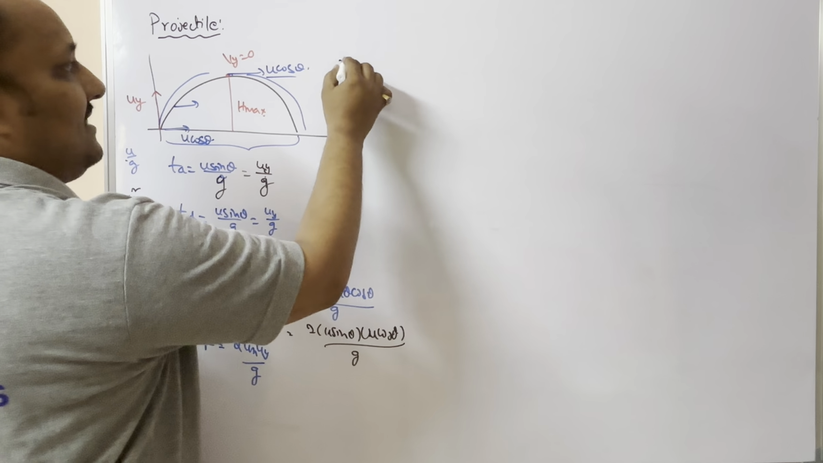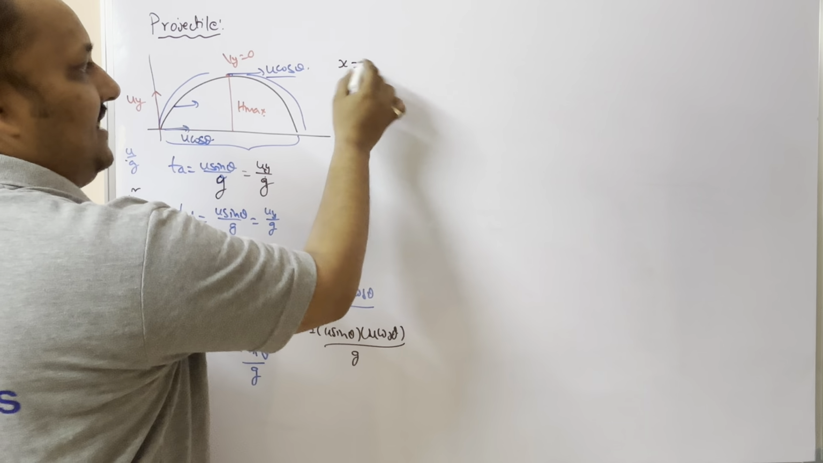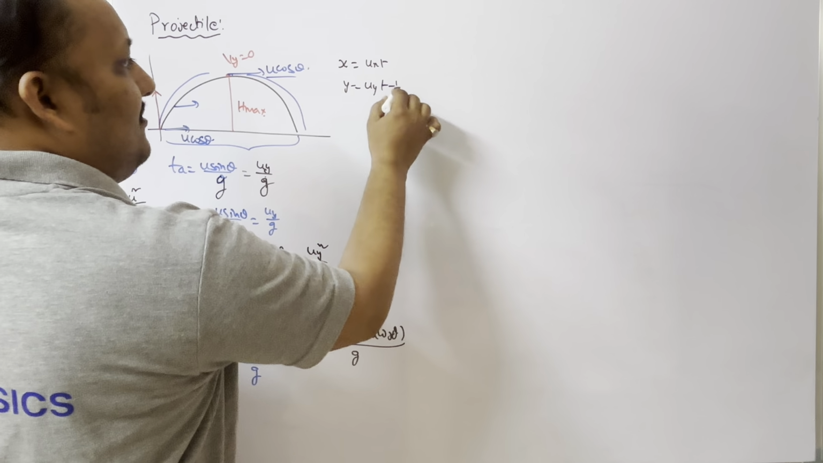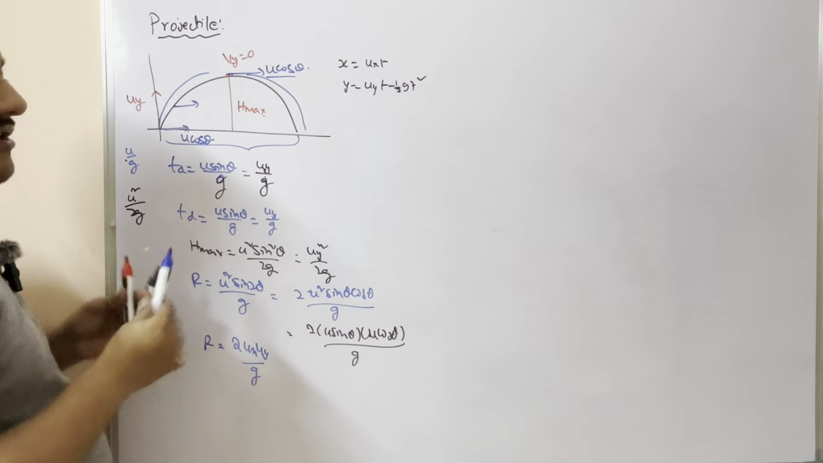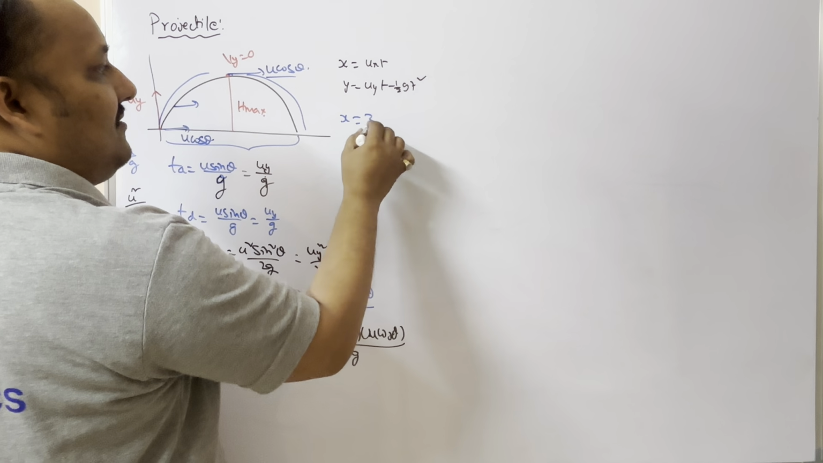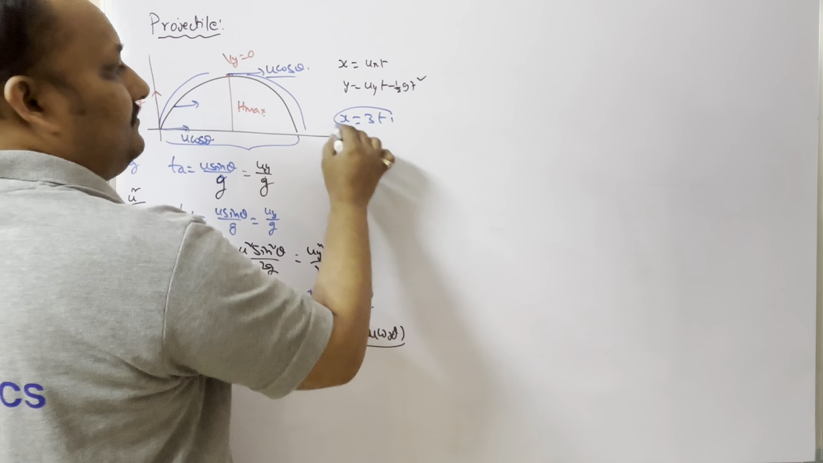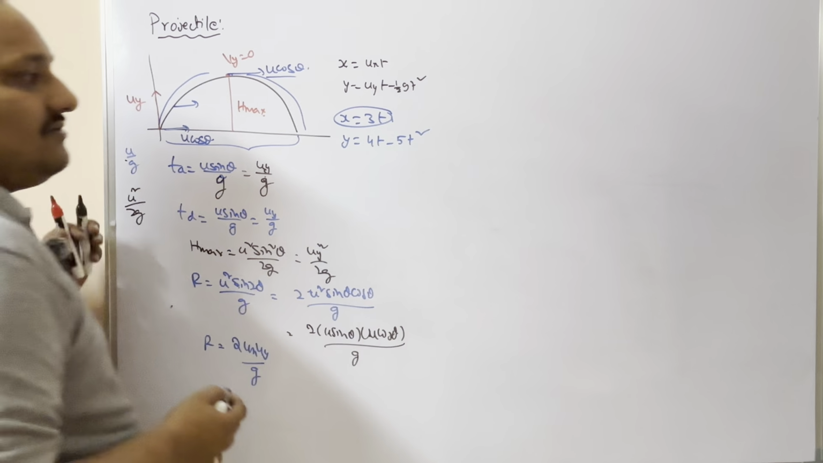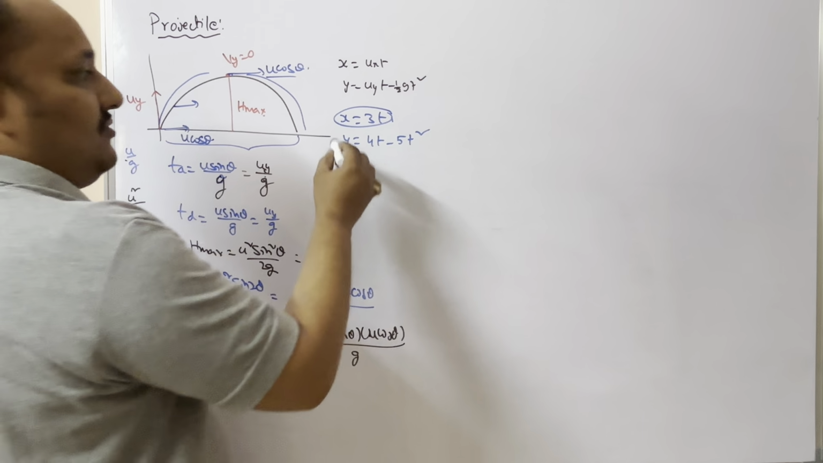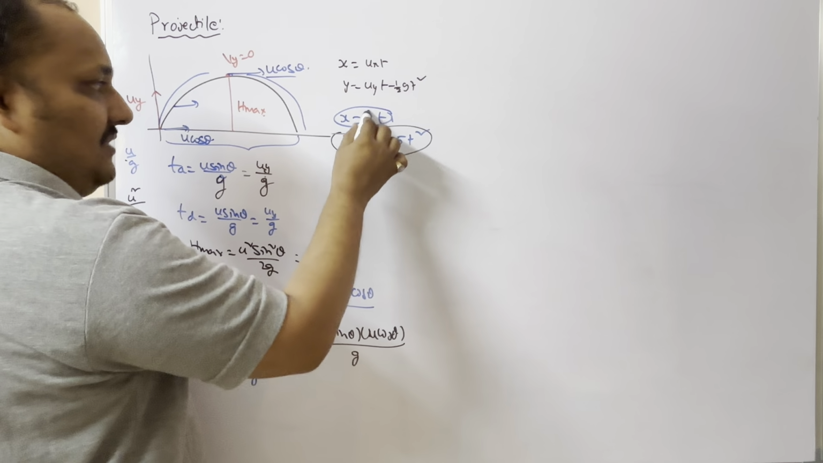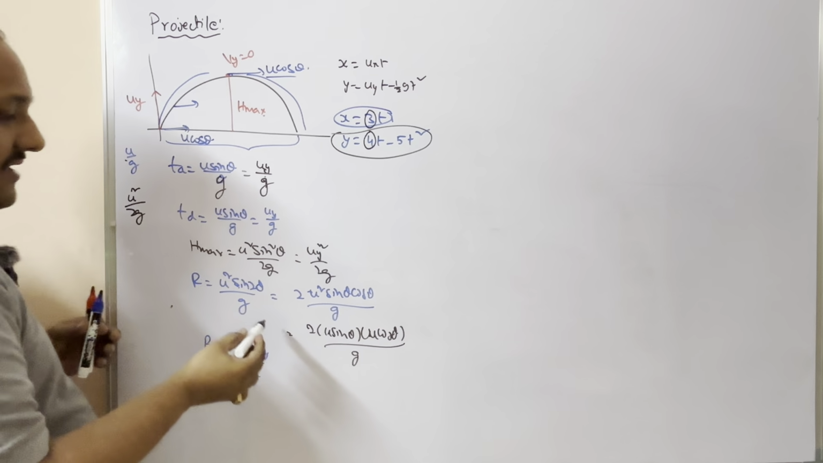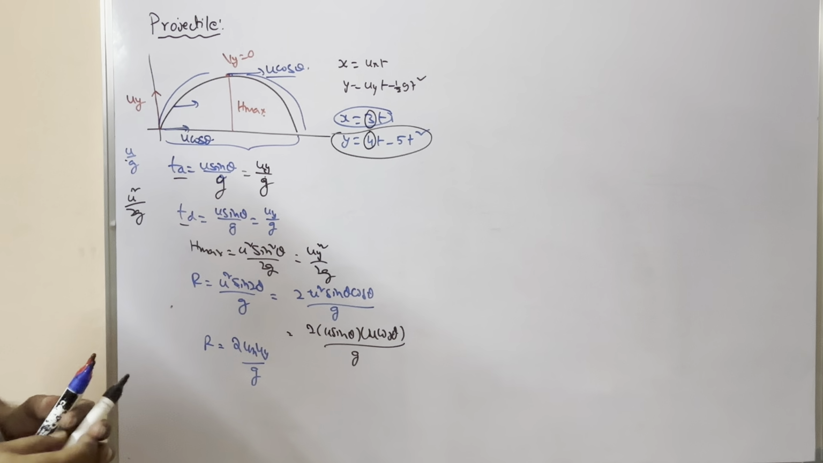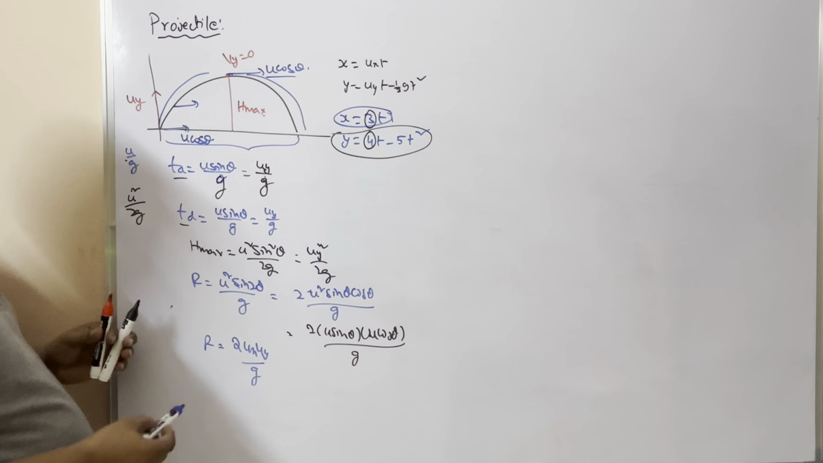Previously we discussed one question, the equations x equal to uxt, y equal to uyt minus half gt square. On this, they will ask a question like this: x is equal to 3t, y is equal to 4t minus 5t square. At that time, you have to take ux as 3, uy as 4. Then they will ask time of ascent, time of descent. We will substitute here, then you will get the answers.